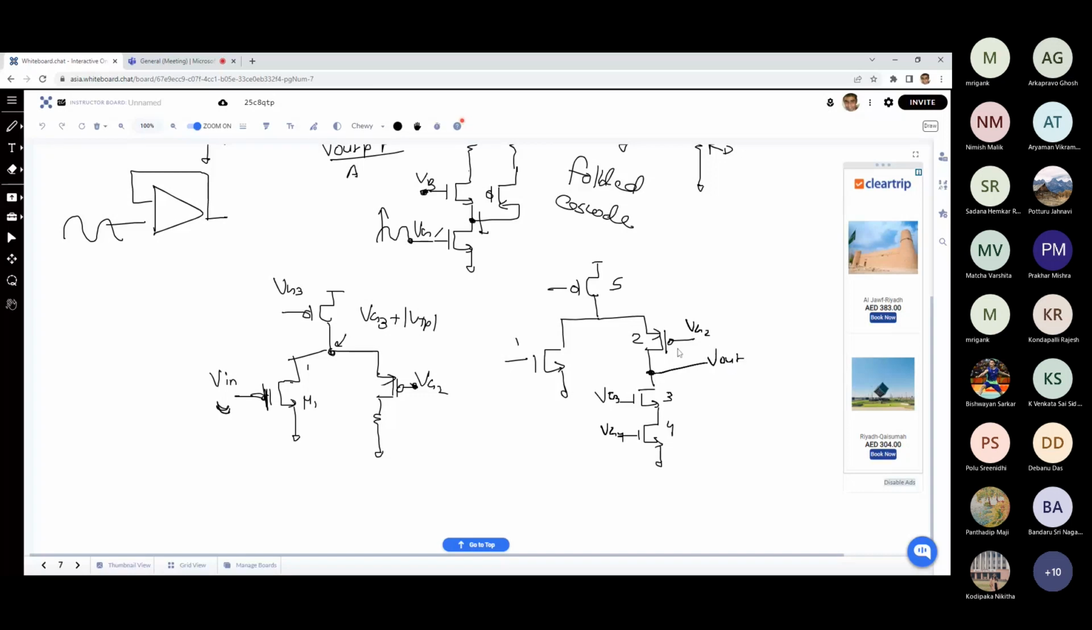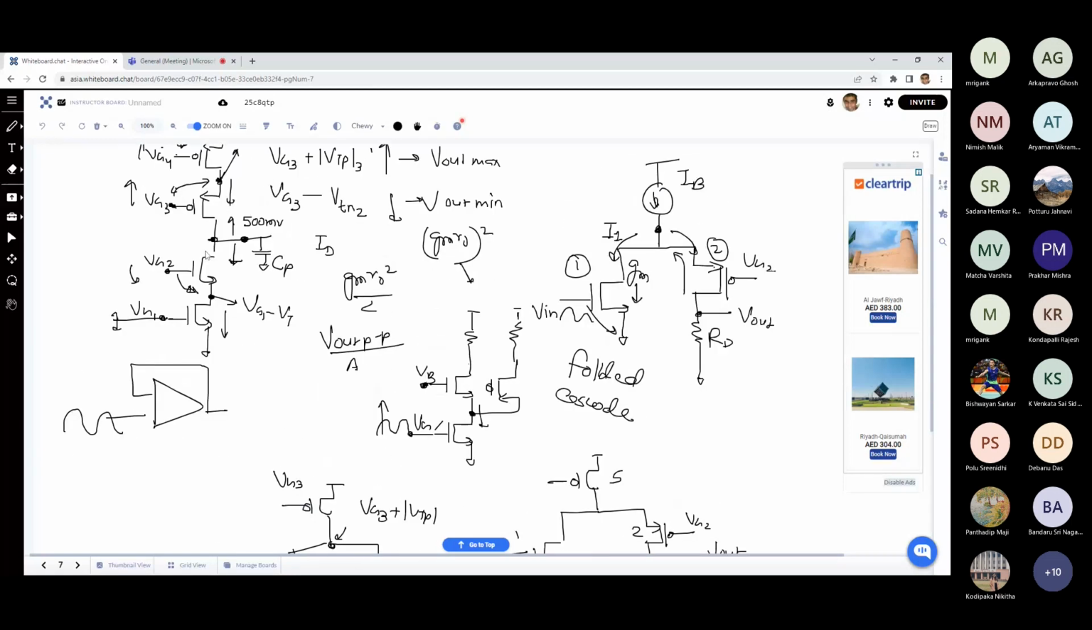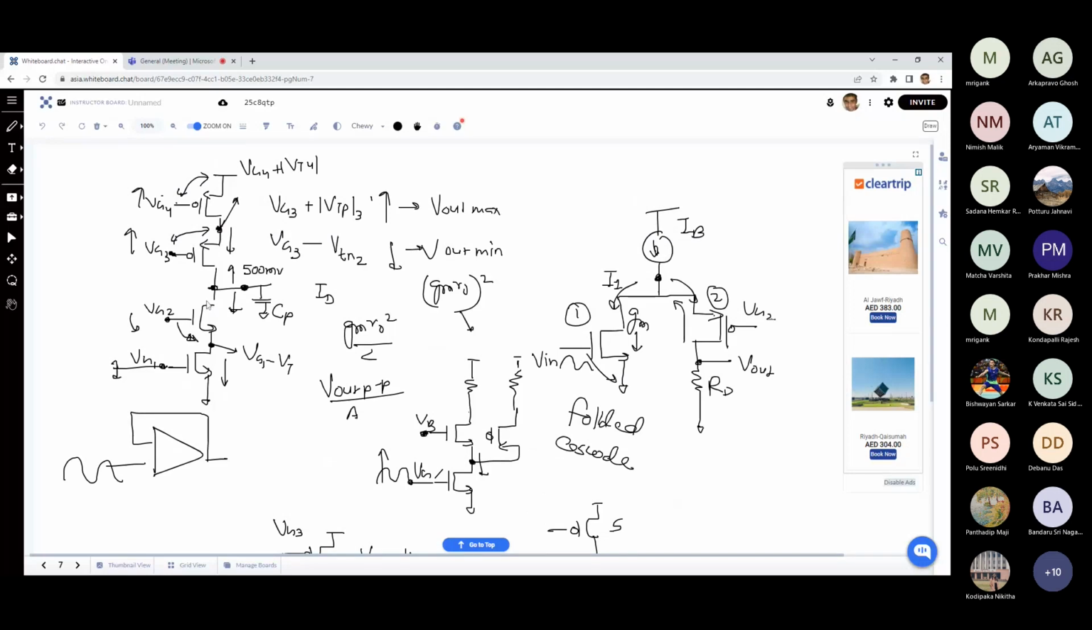Vout. So in this case, once again, you can see this is same as our earlier cascode transistor, this one, where you have a cascode amplifier with cascode load.